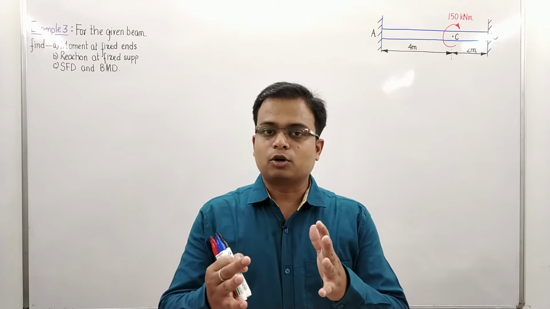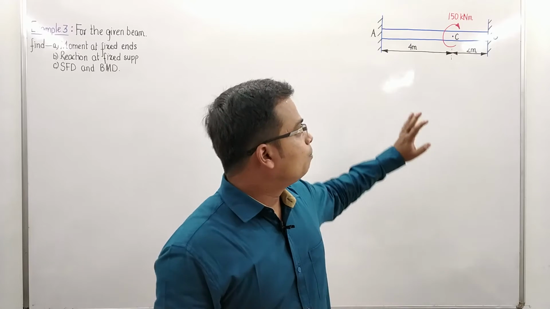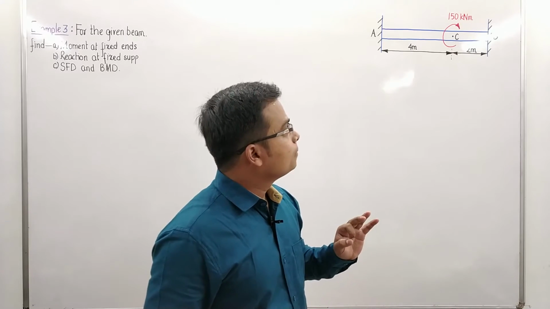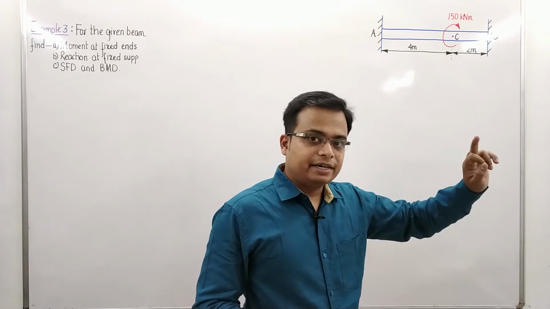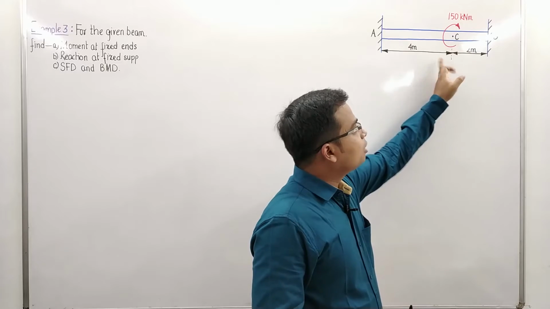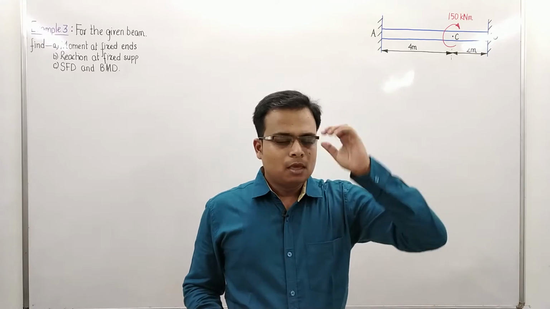Well, today we're going to be talking about fixed beams, and this is probably the penultimate problem in this video series. It is based on a concentrated couple. As you can see, there is a couple acting at point C, 4 meters away from end A.